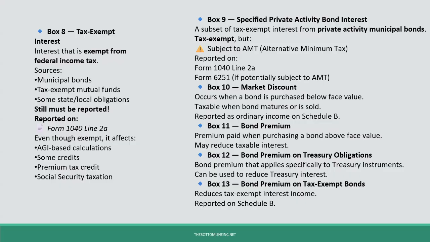And once you get into that, an alternative minimum tax, there's a whole set of rules once your income is above certain levels. So again, we talked about the market discount. That's when a bond is purchased below face value. That means if you have a $5,000 bond and you buy it for $2,000, your bond market discount was $3,000.